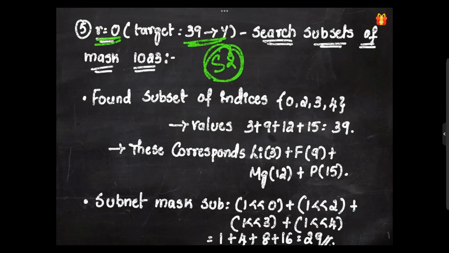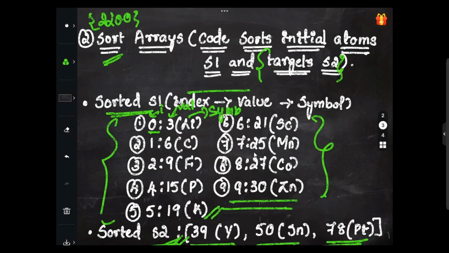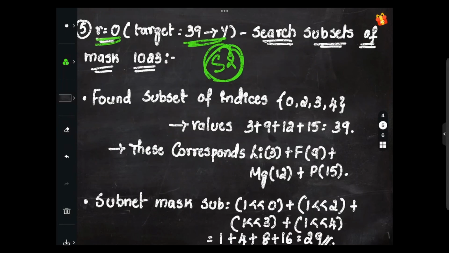Go to the part of the video where we have the first one, 39 Y, right? So we are considering these sorted S2 elements: 39 Y, 50 Sn, and 78 Pt. First we have to consider 39 Y. So here r equals 0, and the target is nothing but 39 Y. So we have to search the subsets of mask 1023. We know what this 1023 is, right? Now we have found the subset of the indices 0 to 3 and 4, whose values are 3, 9, 12 plus 15. This is how we got this.